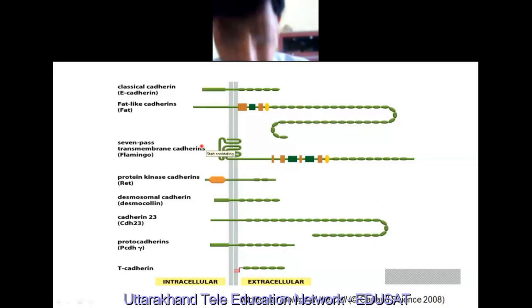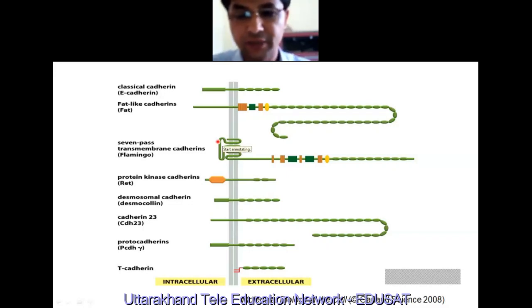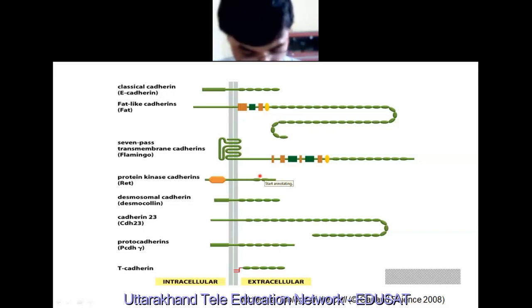These are the classical cadherins. Why are they called classical cadherins? Because of their sequence homology. Their sequence homology will show similarity, so therefore these are the classical cadherins. The sequence homology means their domains, how their domains are, as well as their amino acid sequence.